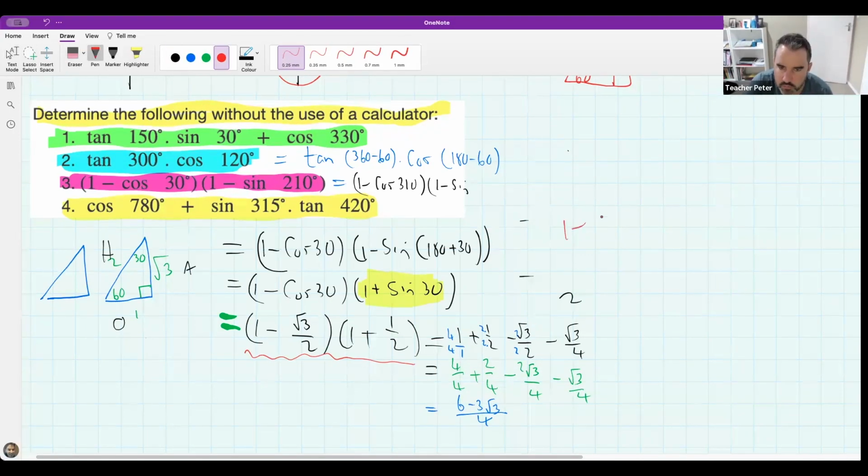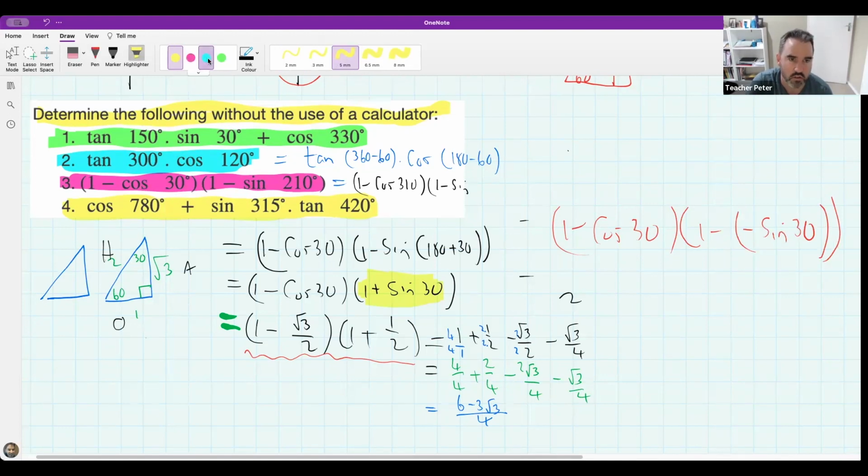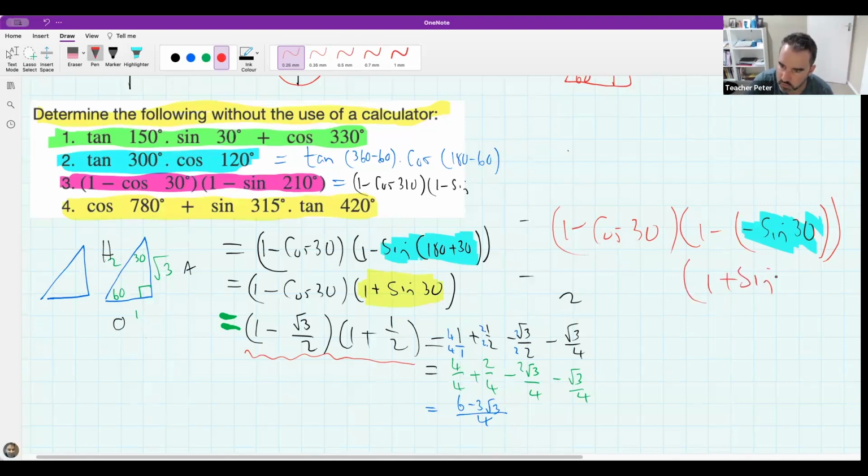So 1 minus cos 30. Now, this becomes a minus. Now, this thing over here, sine of 180 plus 30, actually is minus sine 30. And the reason it is, so I'm just focusing on this bit, is because that is in quadrant number 3, and sine is negative in that quadrant. So it needs to become minus sine 30. But because this is minus a minus, this bracket becomes 1 plus, and that's where it comes from. So I hope that helps, Rudy.